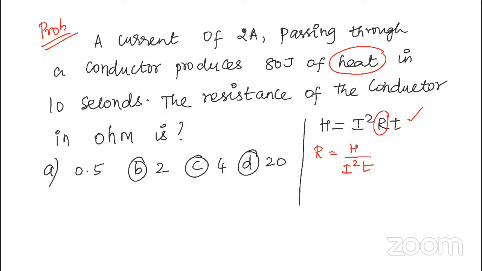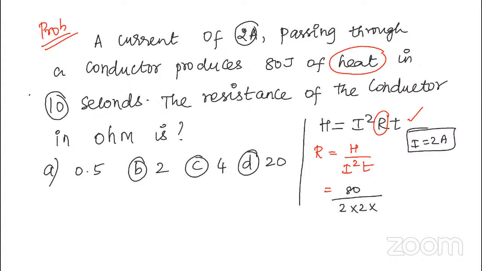Here they are given the heat value, that is 80. So 80 divided by I square. The I value is 2 ampere. I is equal to 2 ampere. So we write it 2 times: 2 into 2 into the value of T, which is 10 seconds.